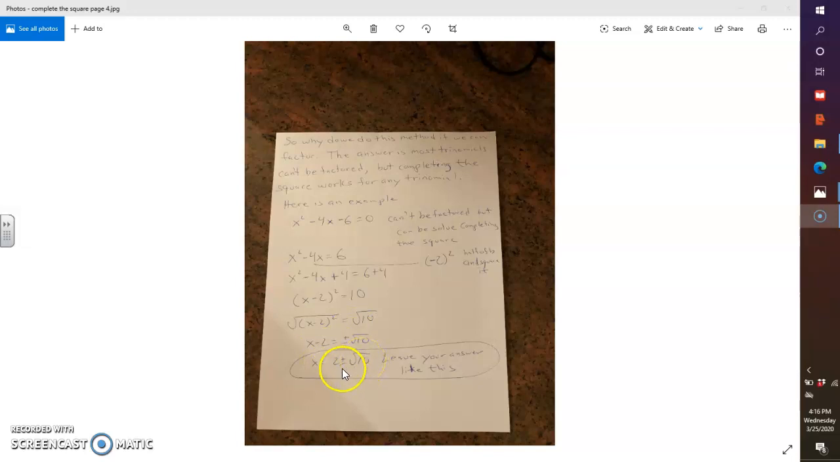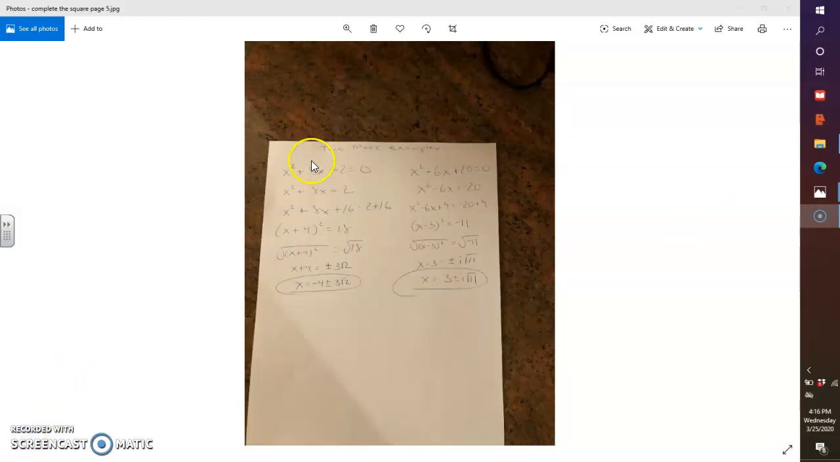That's why factoring doesn't work. There'd be no way of guessing these two numbers. Okay, so 2 plus root 10 and 2 minus root 10 are my answers, and we need to be aware that this is a lot of times what our answer is going to look like. So that's how you complete the square.